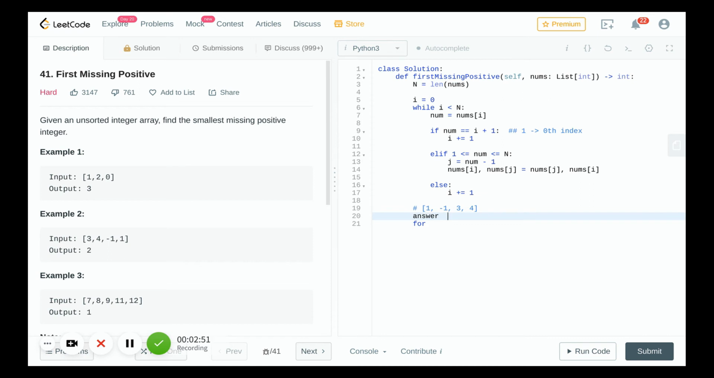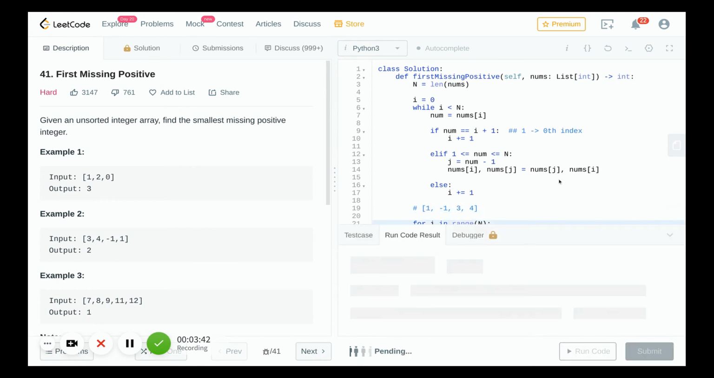So my answer is 1 right now, or actually I'll initialize my answer as n plus 1 because this might be the default answer if all the numbers are 1, 2, 3, 4. Then my answer becomes 4 plus 1, 5. So for i in range n, if nums of i is not equal to i plus 1, right, then return i plus 1. This is my missing integer. Then return answer. I don't need answer, I just can return n plus 1 here. I can delete this answer variable. Okay, let's try to run this code.